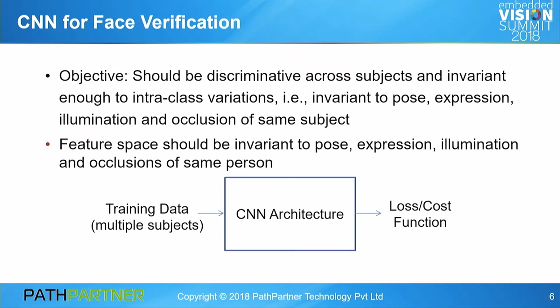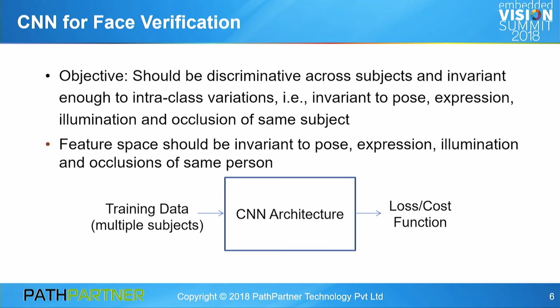Now, using a CNN for the face verification task, what is the objective? The feature space I learn should be invariant to pose, expression, illumination, and occlusion. That is, the weights I learn for the CNN architecture should be invariant to all these variations. For intra-class variation, it should be invariant, and at the same time, for different subjects, it should be able to discriminate. To train such a CNN model, what are the components involved? Briefly, you need good training data with multiple subjects, and for each subject, multiple images with all possible variations. You also need a good CNN architecture suitable for this problem, and a good loss function to optimize the CNN model for the face recognition task. By the way, the loss function is the one which helps to optimize the CNN architecture towards this problem.